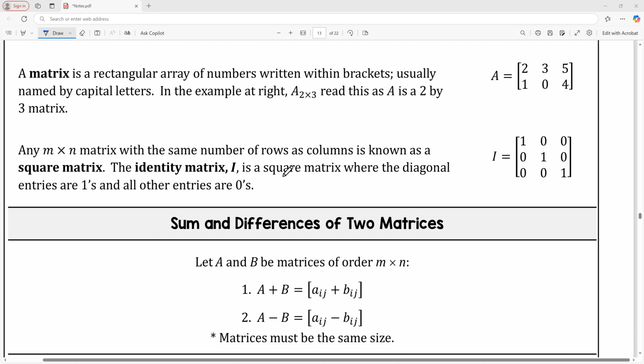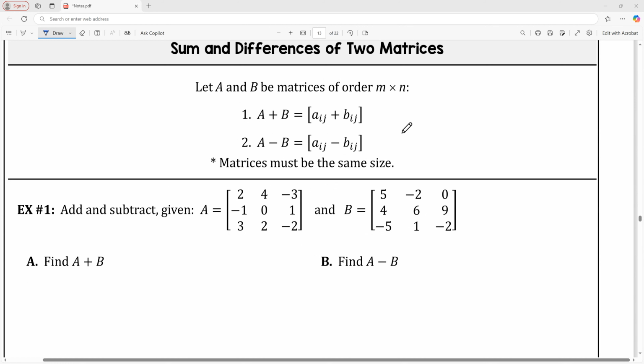The identity matrix is a square matrix where the diagonals are all ones and all the other numbers are 0. So this is what's known as the identity matrix, where the diagonal, this main diagonal here, is ones, and every other number you see here is zeros.